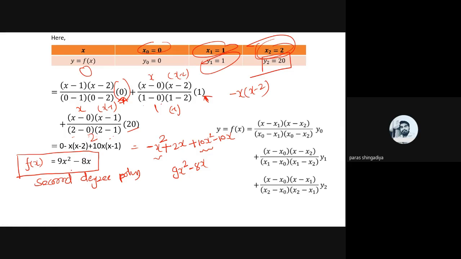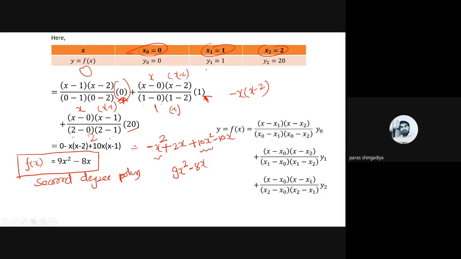Now we can verify this equation also. How we can verify whether this equation is in the correct form or not, okay. So just verify these values by using this equation. You have the three values right now, three answers right now, as x is equal to 0, y is 0, x is equal to 1, y is 1, and x equal to 2, y is 20. Okay, so use these three values and verify the answer.